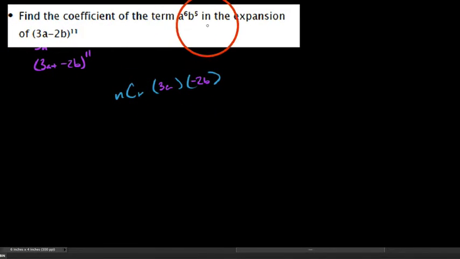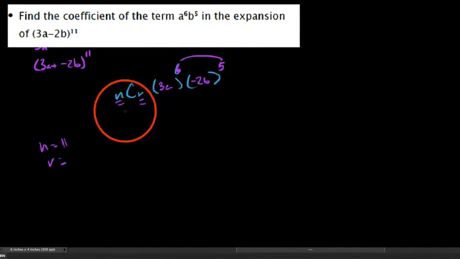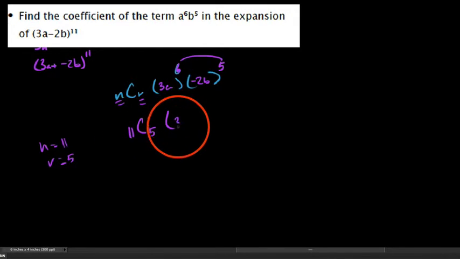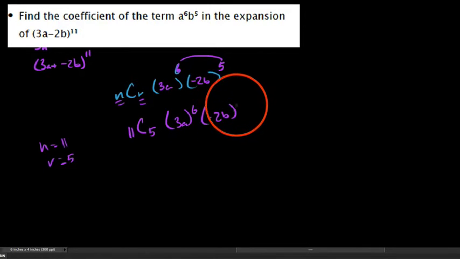If I have a to the 6th and b to the 5th, then that means that this would have had to have been a 6, and this would have had to have been a 5th. And if that's a 5 right there, then I know it matches up with my r. And I know that n here is the total of these two things combined. So in this case, n is 11, and our r value here would have to be a 5, just by this indication right here. And so we would say that we get n choose r, 11 choose 5, 3a to the 6th power, negative 2b to the 5th power.